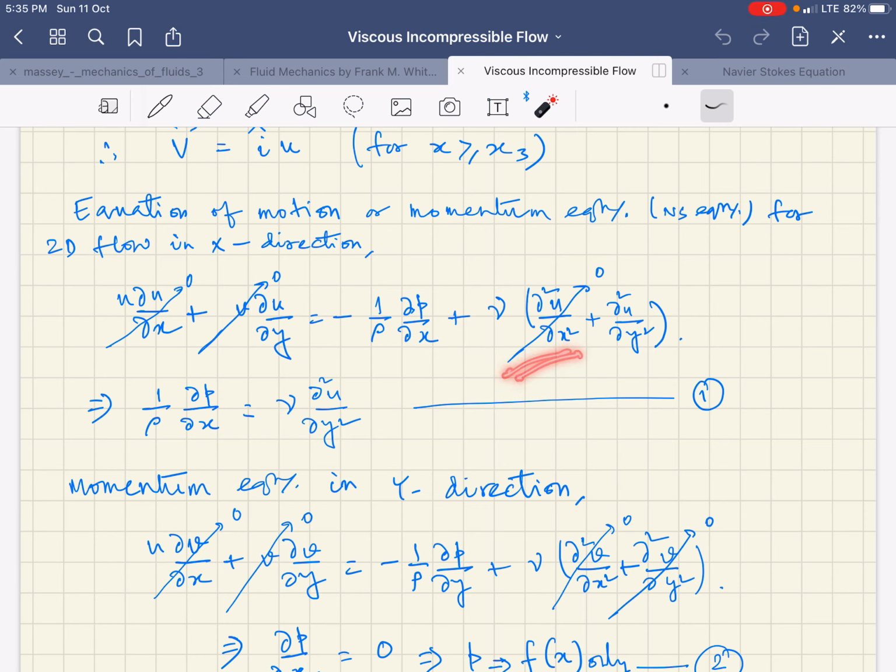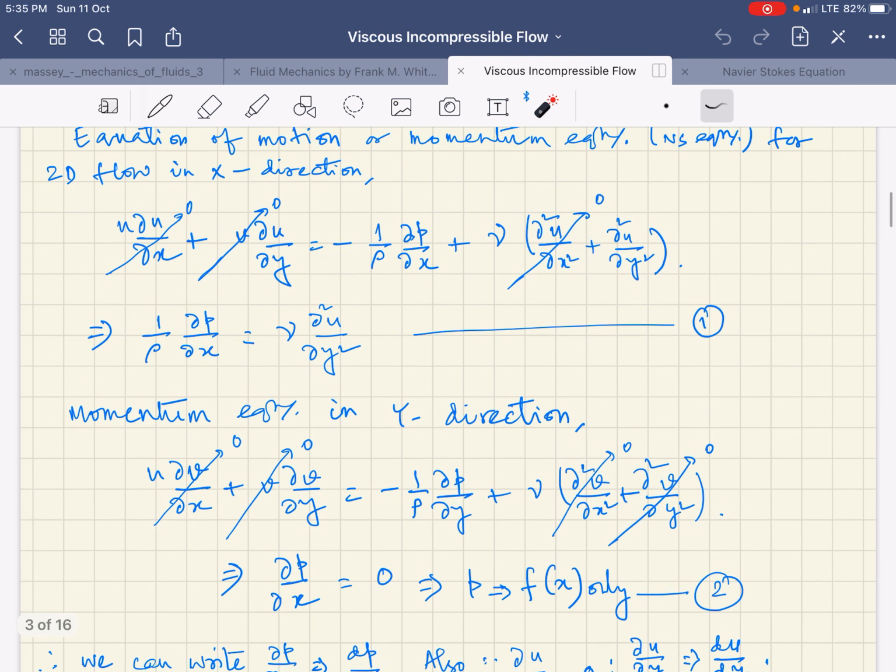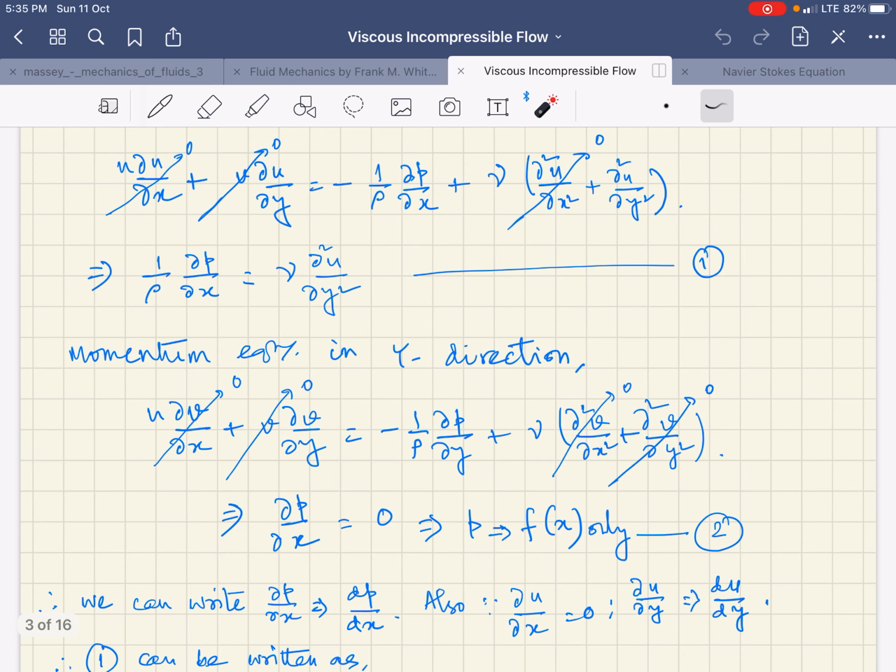So that leads to 1/ρ ∂p/∂x, that is the term which remains, and ν ∂²u/∂y². So this is basically the term which we need to retain in the x direction Navier-Stokes equation, which let us name equation 1.